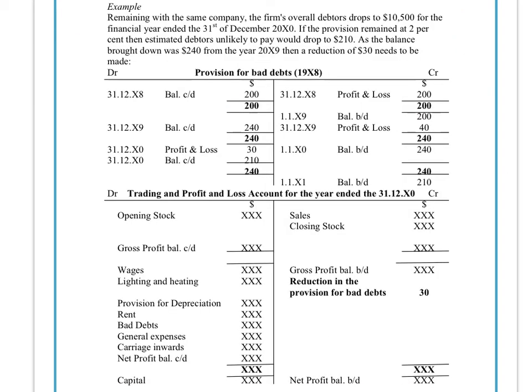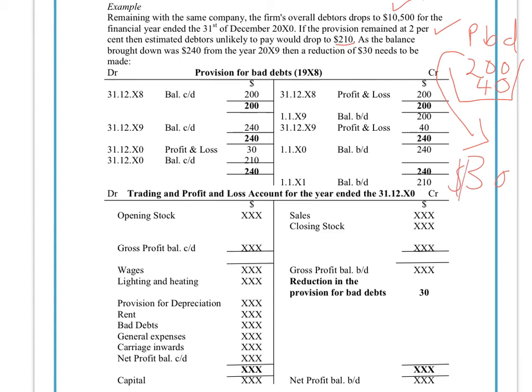Now if we look at the third year, our debtors figure has dropped to 10,500. We're still keeping the provision for bad debts, the number of debtors we estimate won't pay us at 2%, but 2% of 10,500 is obviously going to be a lower number of 210. So again, what we have from the previous year is $200 the first year that we've put in, $40 from last year, which gives us a total obviously of 240. But we actually only need a provision for bad debts of 210. So what we're going to have to do is to take out $30 from this chest.